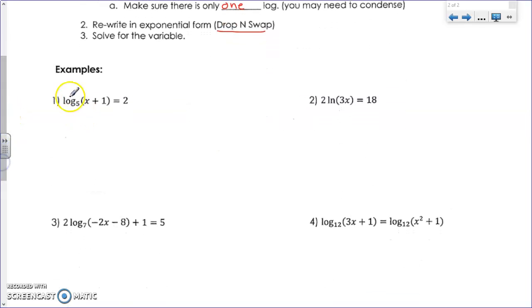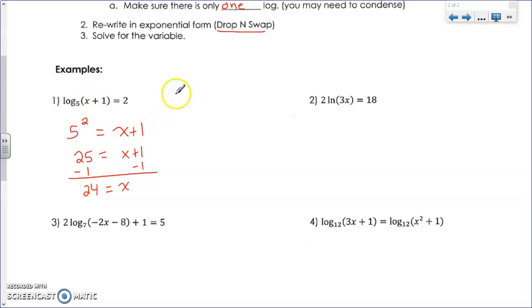On this first one, we have one log. We've isolated it by itself, so now we're ready to use the drop and swap. Our base is 5. Then we're going to swap the x and the y, so the 2 goes here, and that's going to equal x plus 1. So drop and swap. 5 squared is 25 equals x plus 1. We're going to subtract 1 from both sides. 24 equals x. Now you should check it for extraneous solutions.